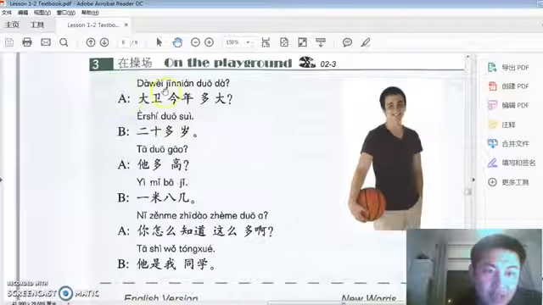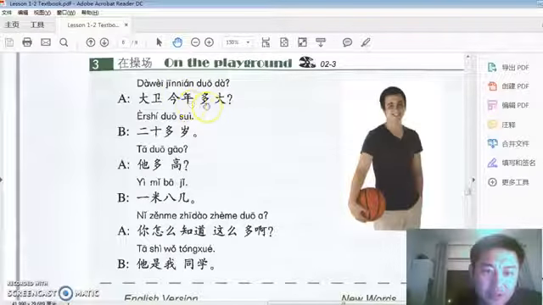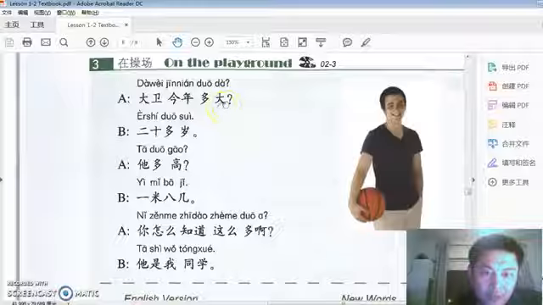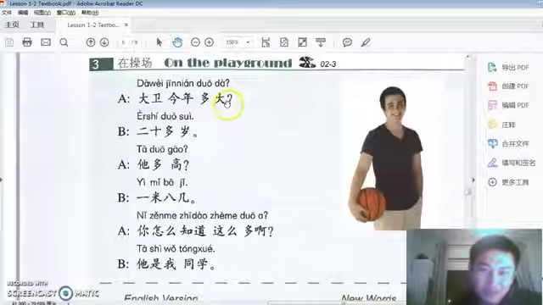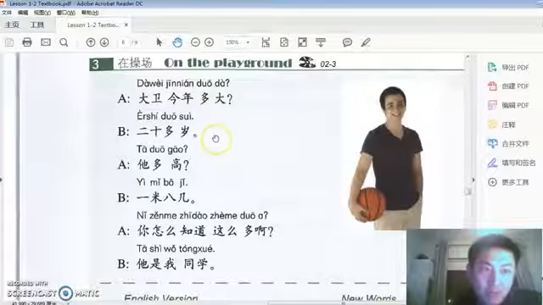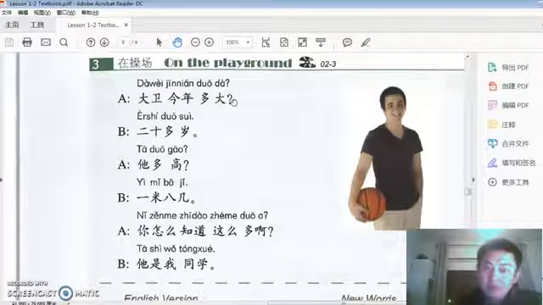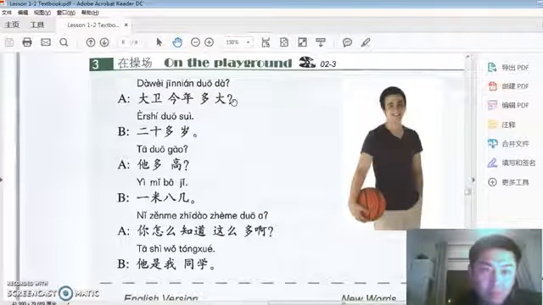A says 大卫今年多大? It's easy. This year, 多 is used before an adjective. It's different when it's used after an adjective. Right? Before, it means how big. After, we just talked about, it means more of this adjective. For example, 大多, that means bigger. Okay.